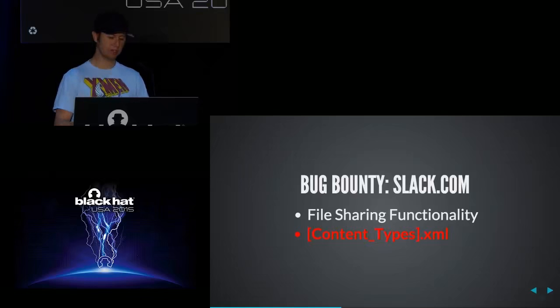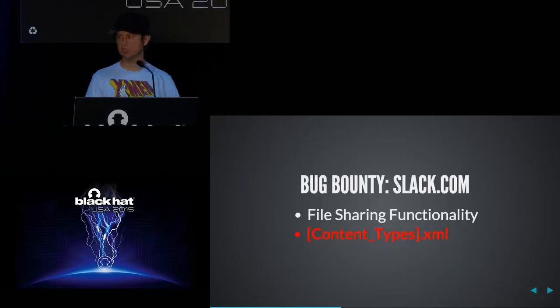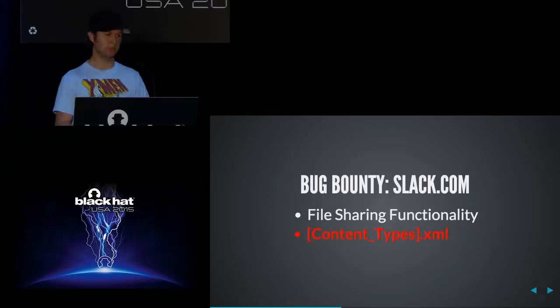By putting an external XML entity into, I started with content types.xml, but you can also do the relationships file. It's actually probably more preferable to do the relationships file. Put the external entity into there, zip it back up, upload it into the site, and it connected back.